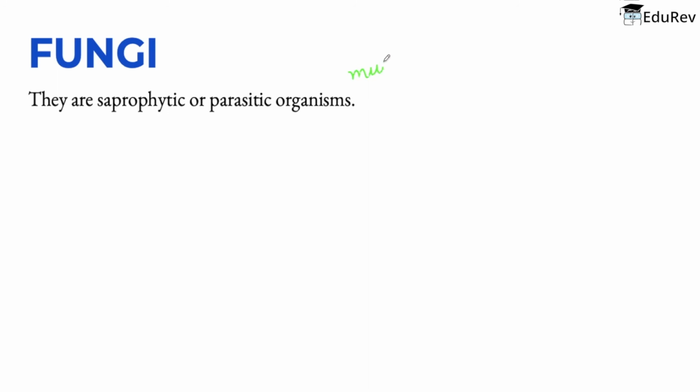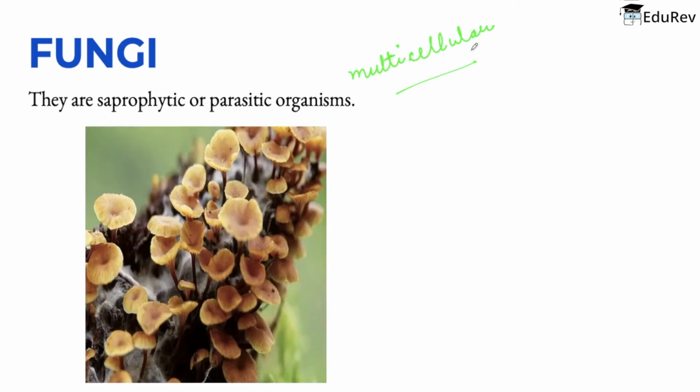So what is multicellular? Unicellular is an organism that has a single cell, whereas multicellular means an organism that has multiple cells. Simple. Now we are going to see an example of fungi.